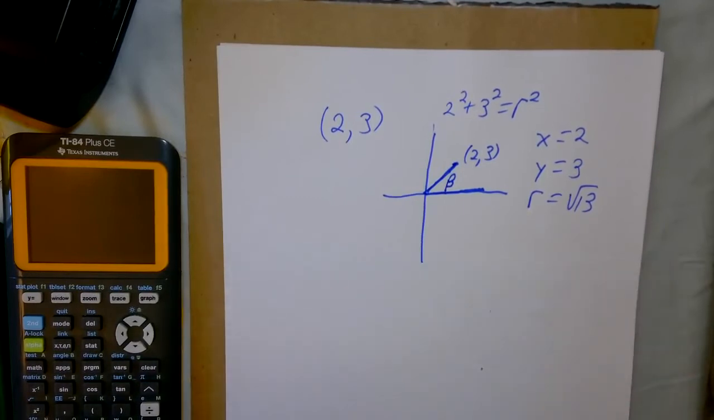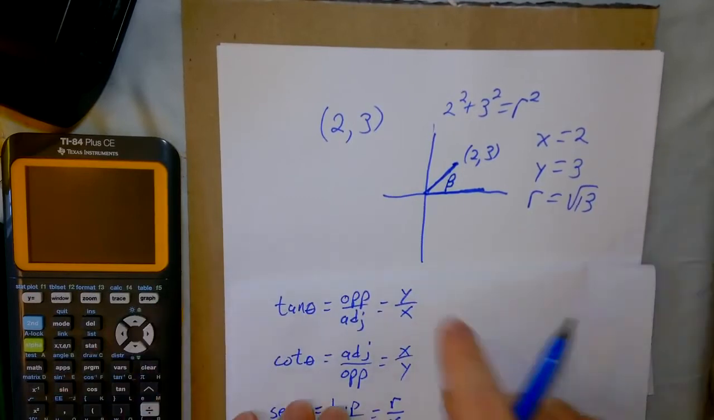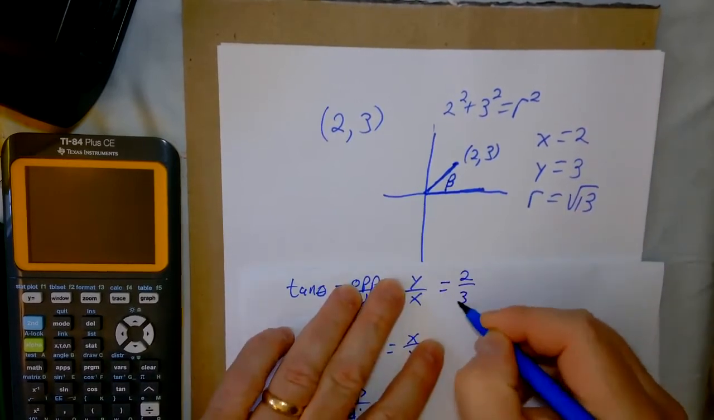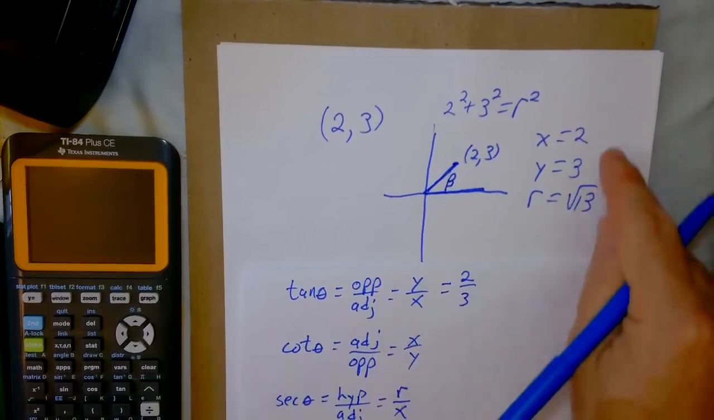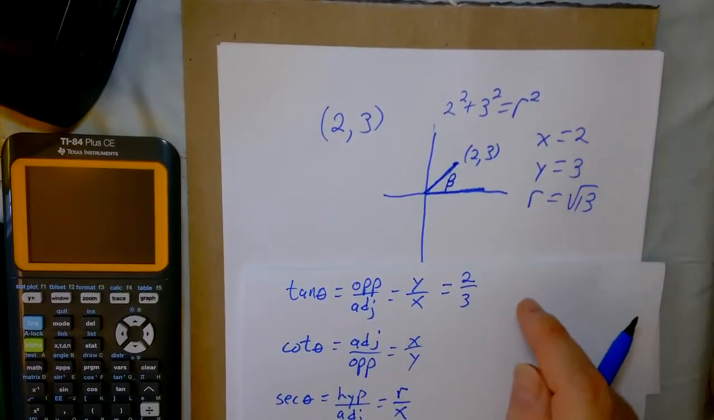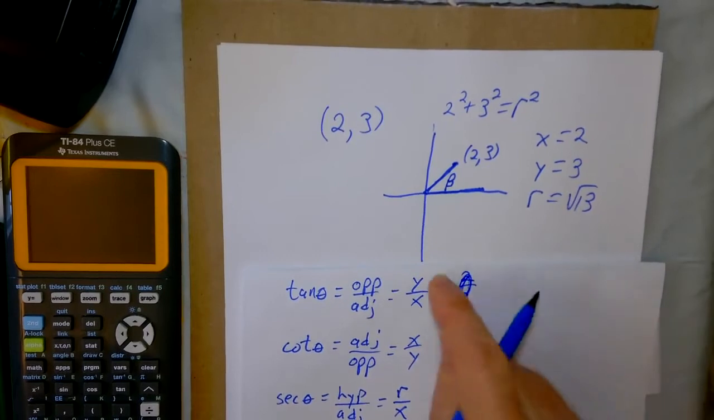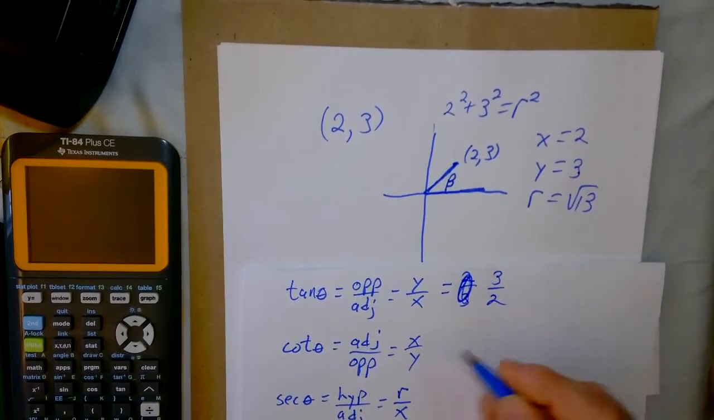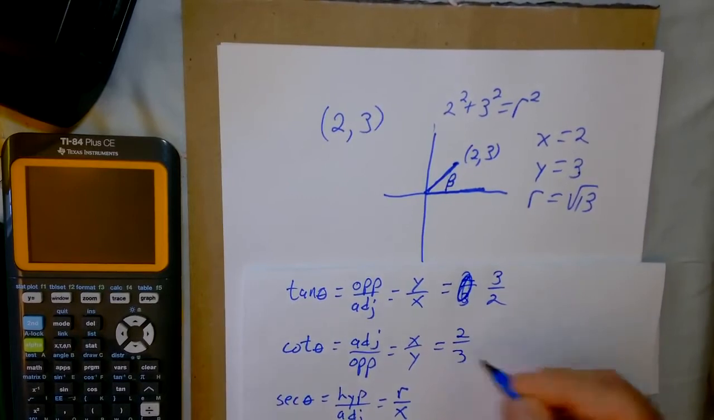Continuing on with tangent and cotangent, we're now doing y over x. That's just going to be 2 over 3. Nothing needs to be done there. x over y. Did I do that backwards? I did, didn't I? y over x would have been 3 over 2. x over y is going to be 2 over 3.